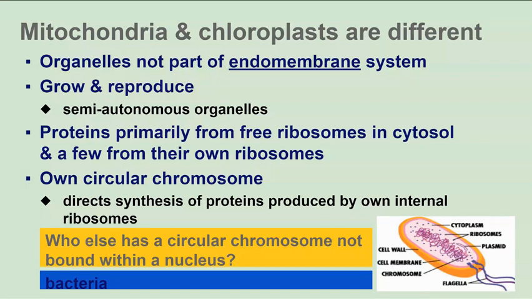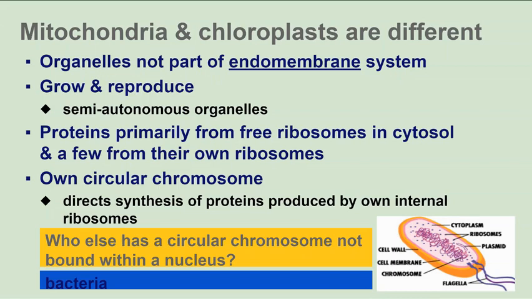Generally, the proteins that they use are still going to come from the free ribosomes in the cytosol. The protein gets made out in the cytosol and then comes into the chloroplast or the mitochondria. But they do have a few ribosomes of their own, and they have their own circular chromosome that helps direct the synthesis of proteins that are produced by their own internal ribosomes. So they do some amount of their own protein synthesis.